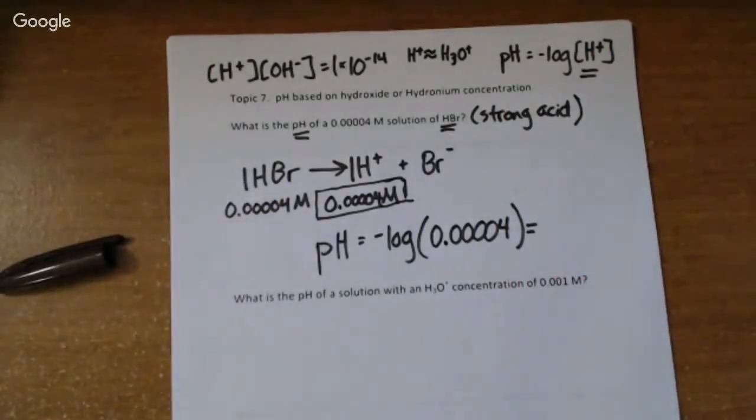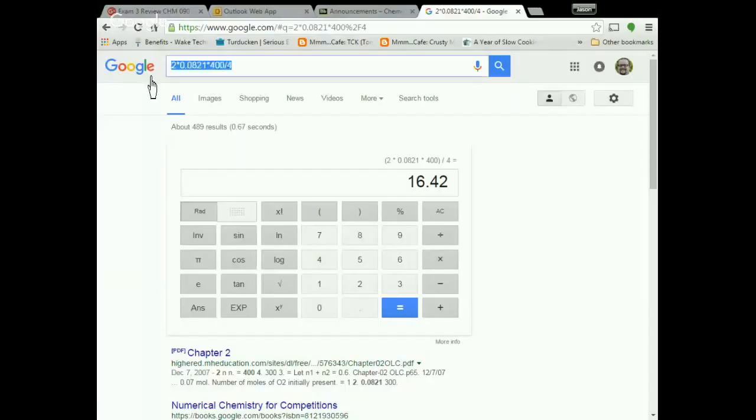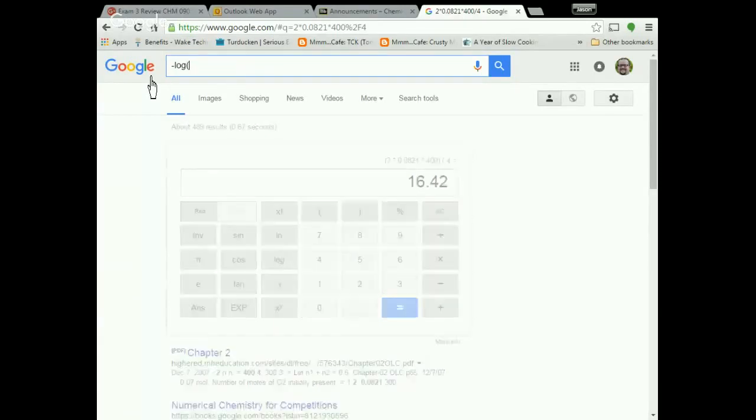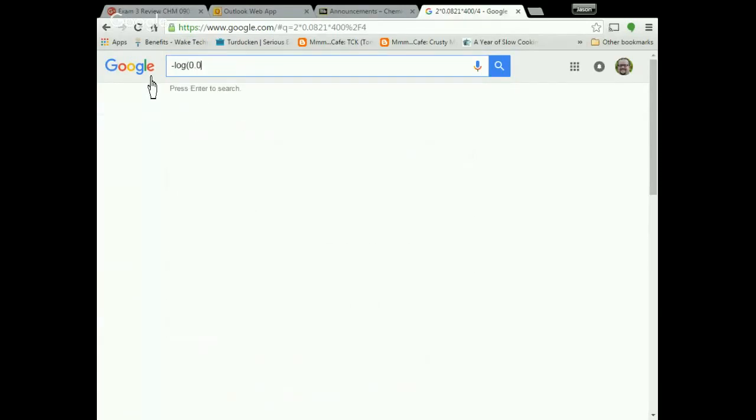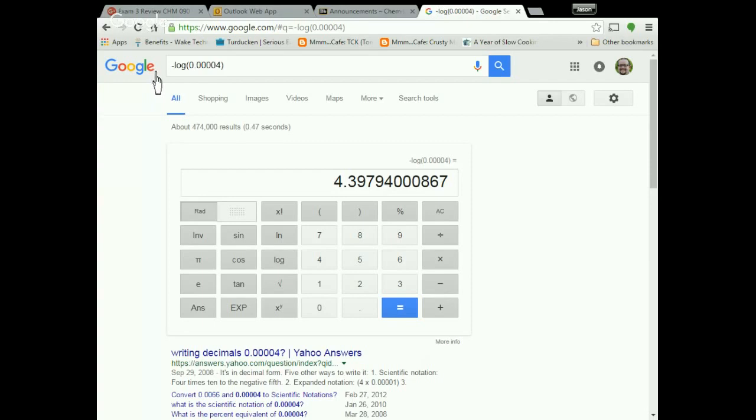So let's switch over. I'm going to screen share with this. Give me just a moment here. And I'm going to plug this into my Google calculator as negative log of 0.00004. Let's see what we get. I get about 4.4.